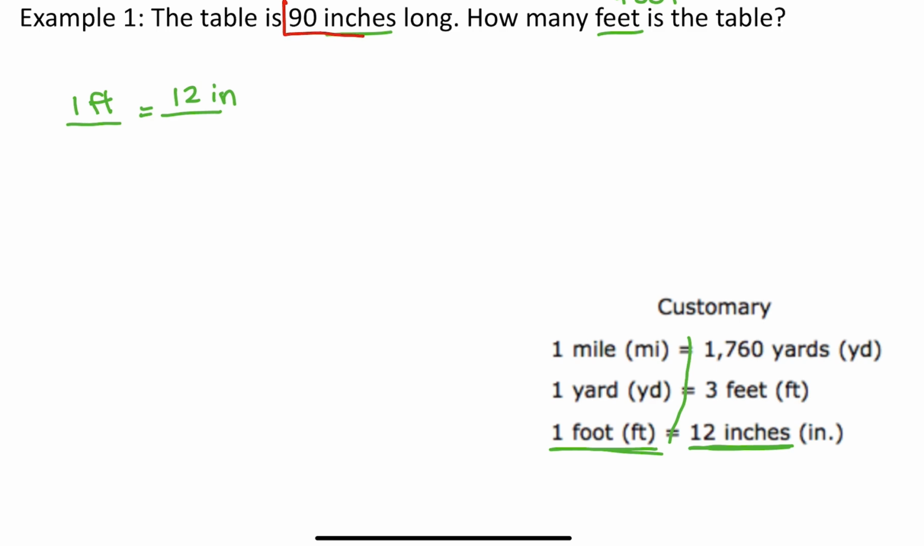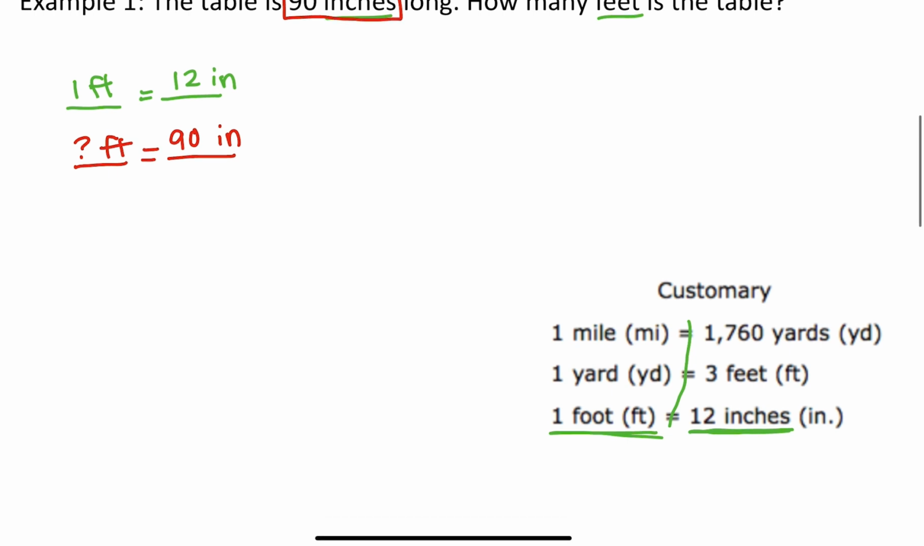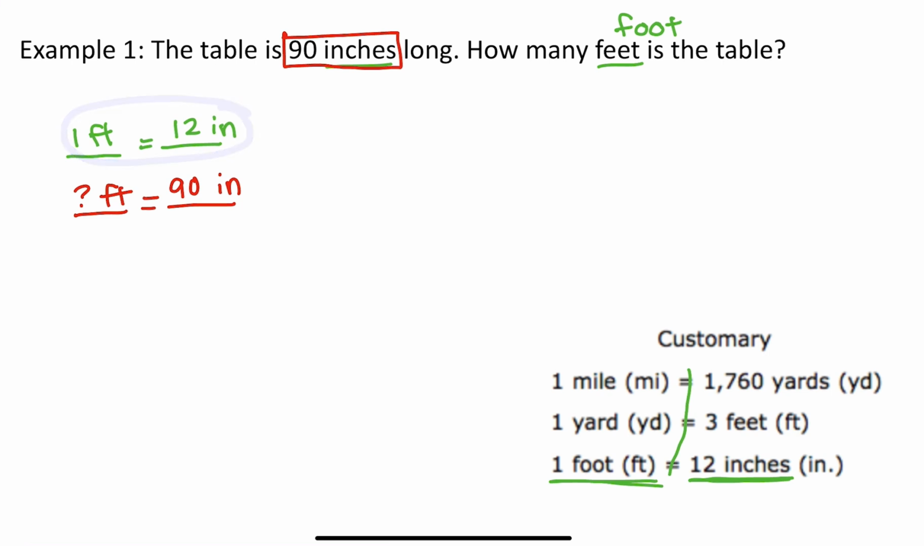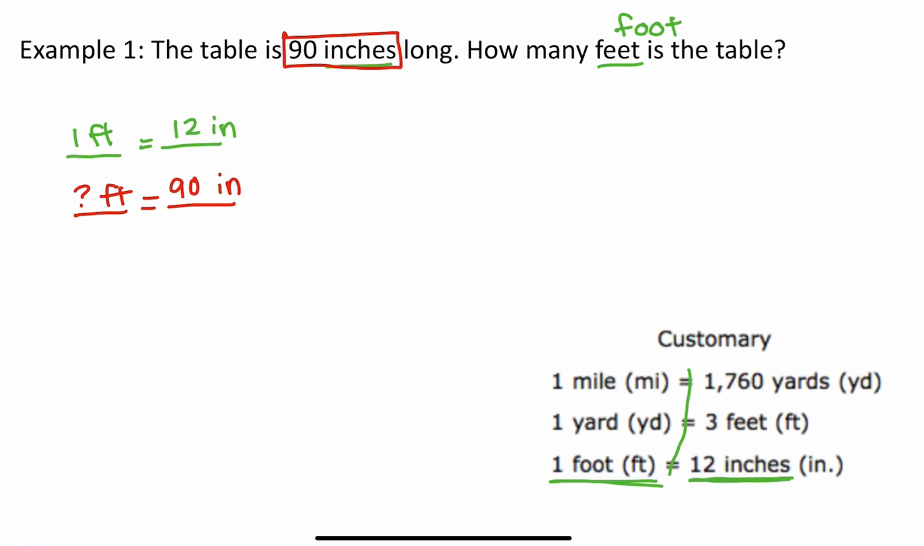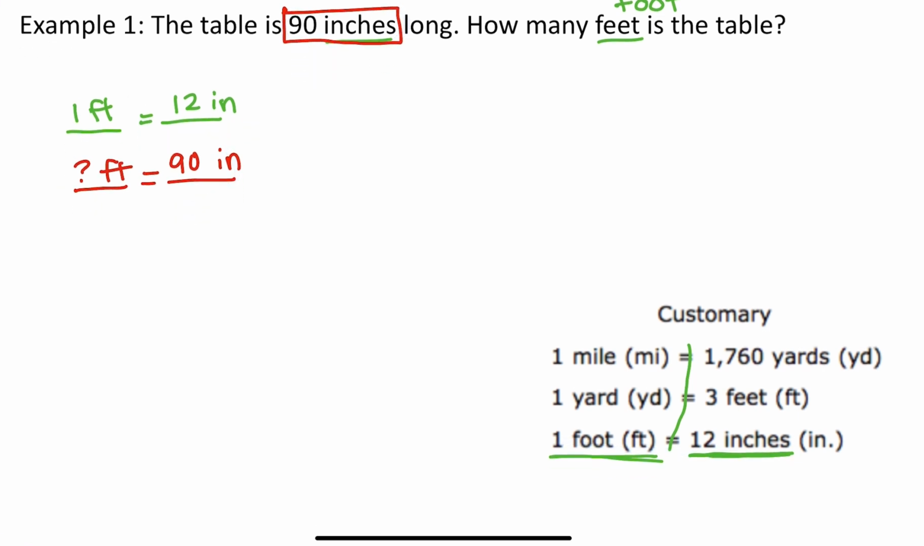So the problem had 90 inches. And I am going to make a new measurement down here right below it. And inches, again, is from the problem. So my 90 inches is going to go on the same side as inches. So I'm going to write 90 inches equals, we don't know how many feet. Okay? So again, this is from the star chart down here. And then this is from the question. So now we are just going to solve it like a regular old proportion.